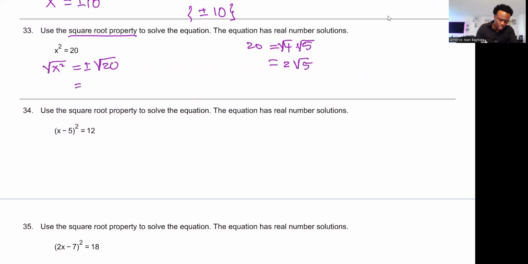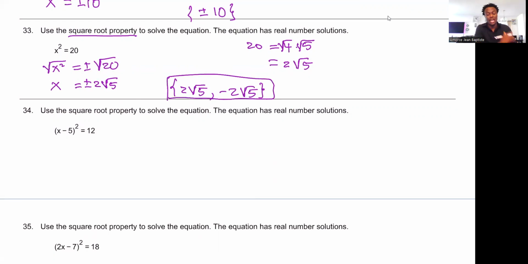Then come back here to say that you have x on this side, and then on the other side, plus or minus 2 square root of 5. My two solutions are 2 square root of 5 or negative 2 square root of 5. So we have the two possible numbers that will verify the equation. 2 square root of 5 and negative 2 square root of 5.